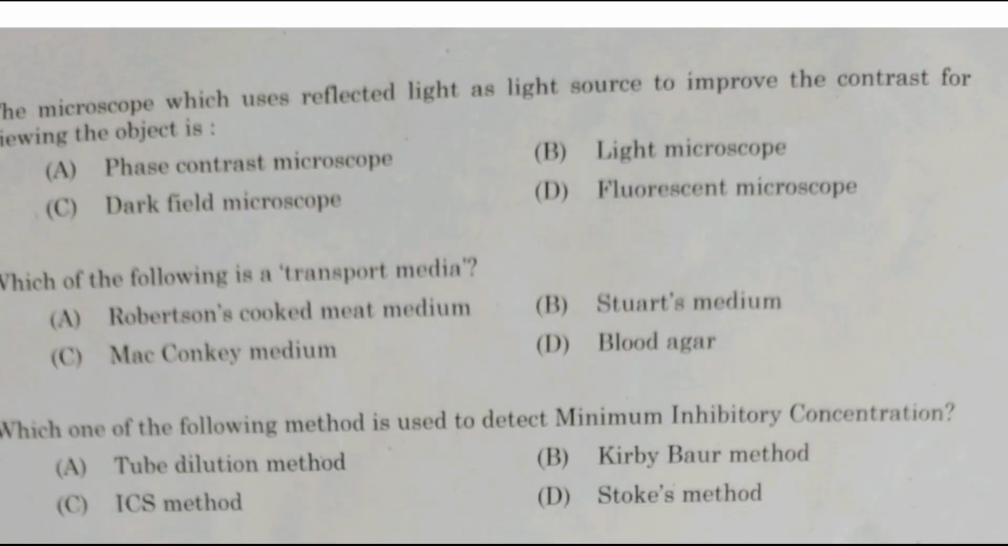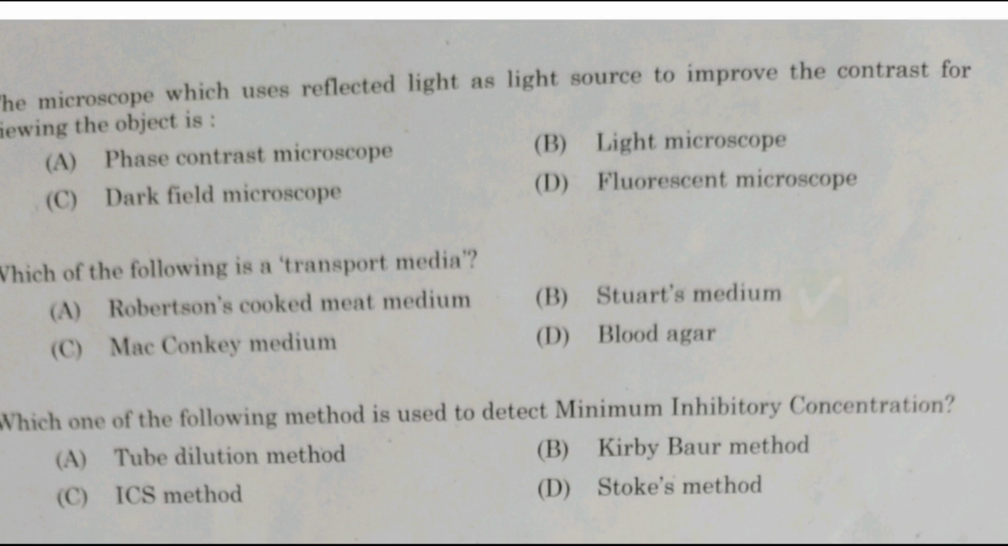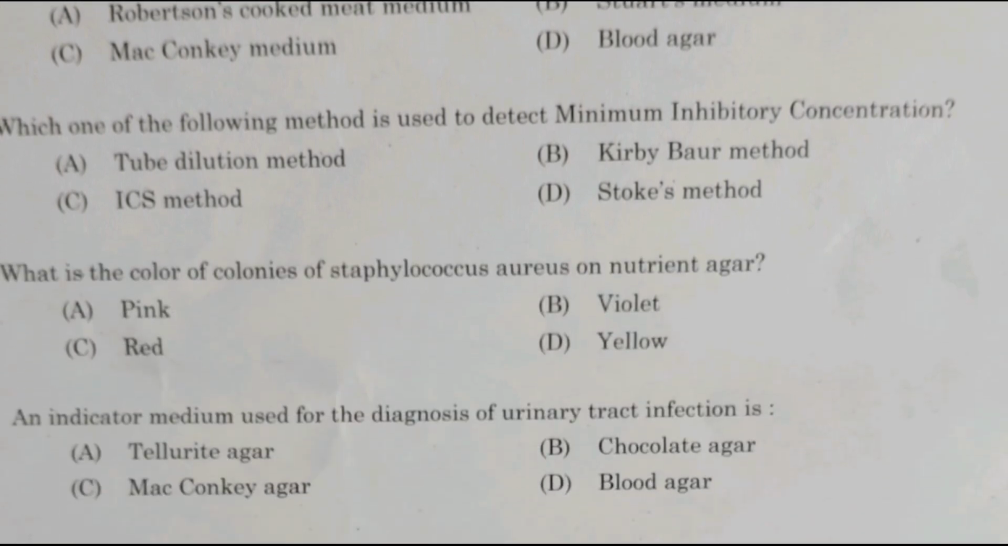Okay, next one, the microscope which uses reflected light as light source to improve the contrast for viewing the object. The right answer is option C, dark field microscope. Next one, which of the following is a transport media? The right answer is option B, Stuart medium. Next one, which one of the following method is used to detect minimum inhibitory concentration? The right answer is option A, tube dilution method.